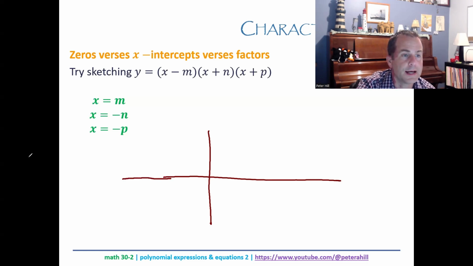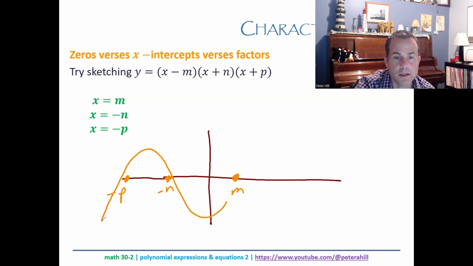I just want to switch colors here. So I'm just going to put this guy as m, and let's say this guy is negative n, and this guy is negative p. It's kind of arbitrary. But now I just connect those dots, and it would look something like that.